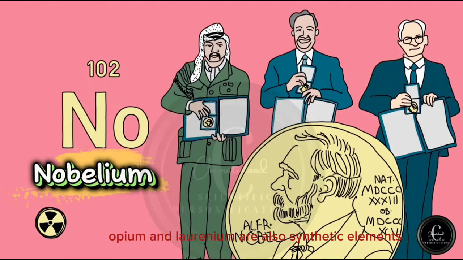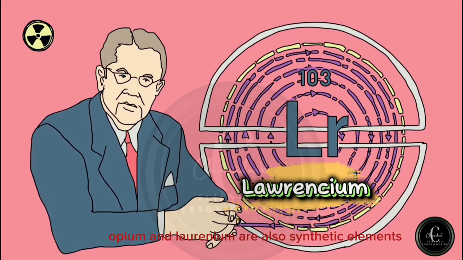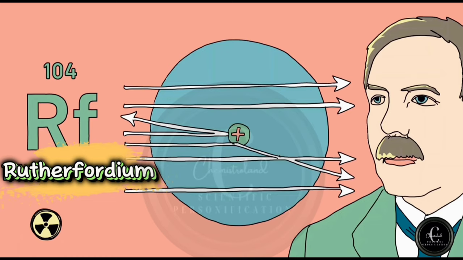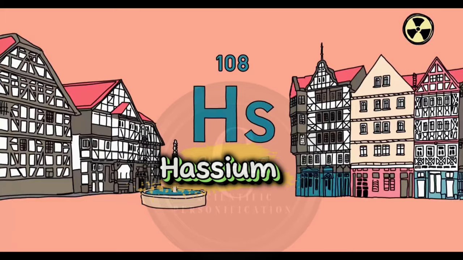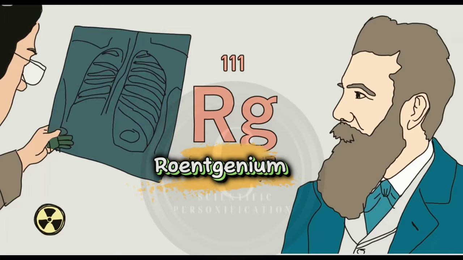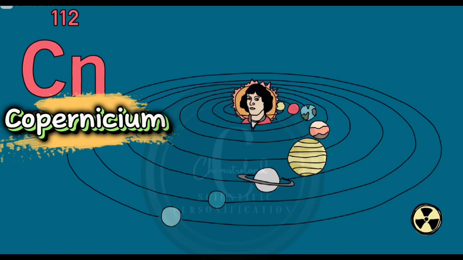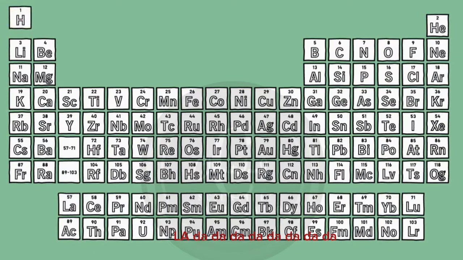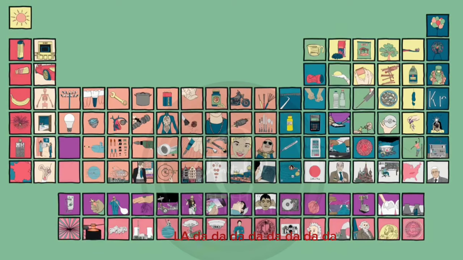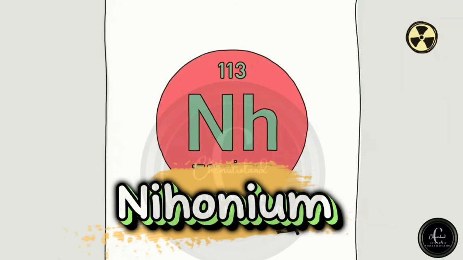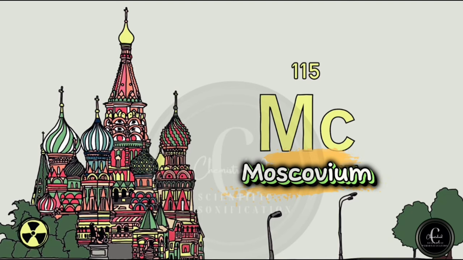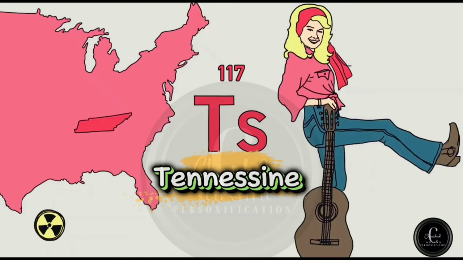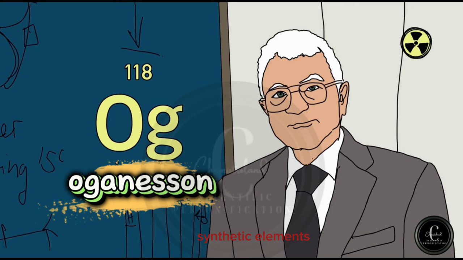Fermium, mendelevium, nobelium, and lawrencium are also synthetic elements. Rutherfordium, dubnium, seaborgium, bohrium, hassium, meitnerium, darmstadtium, roentgenium, and copernicium are synthetic elements. Nihonium, flerovium, moscovium, livermorium, tennessine, and oganesson are synthetic elements.